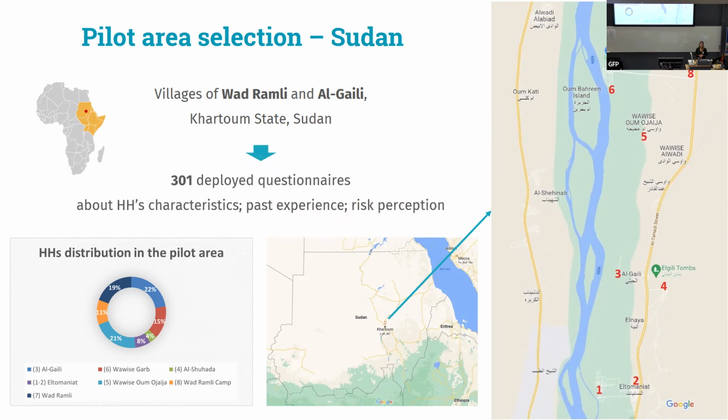The first one was about household characteristics, so size, composition, their occupations, income, and so on. The second one about past experience concerning floods and displacement. And the third one about risk perception and, in general, availability to move and perception about displacement.